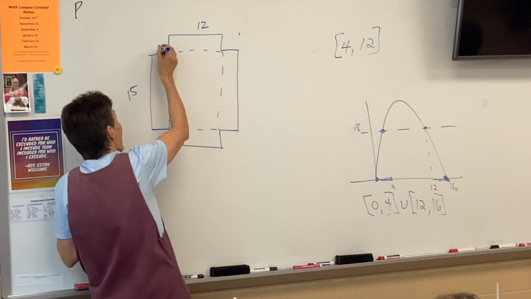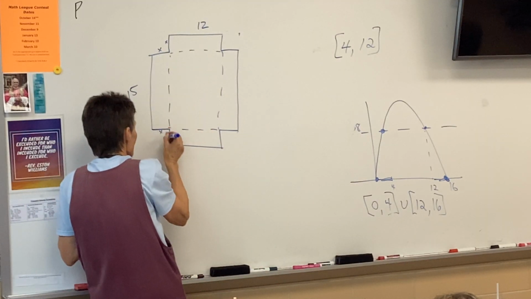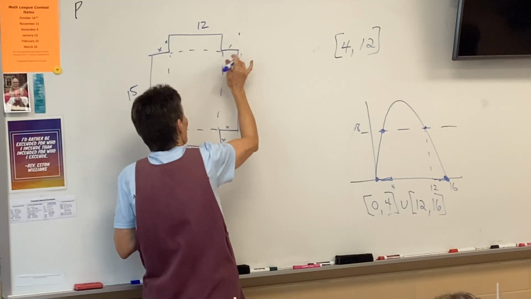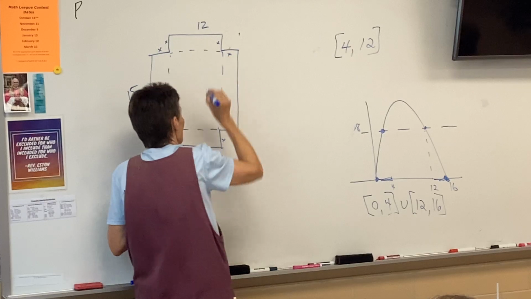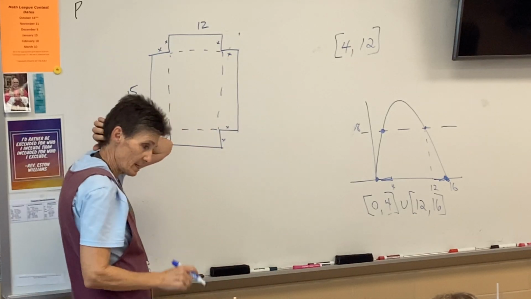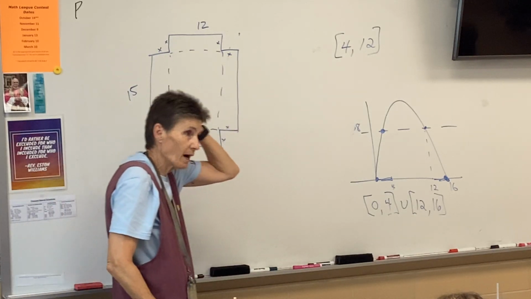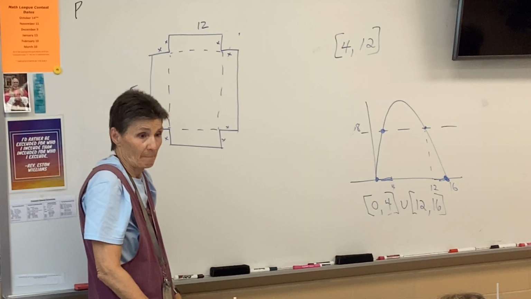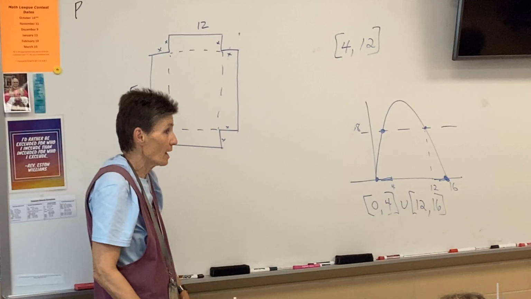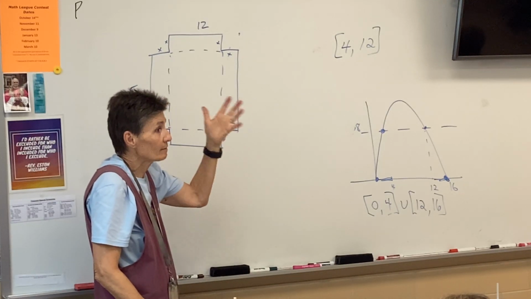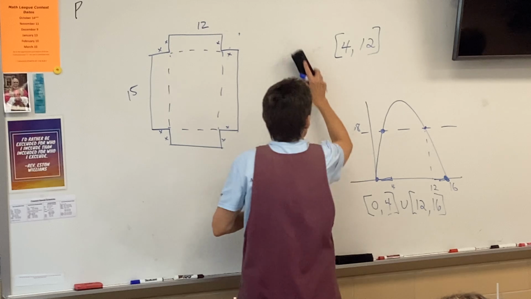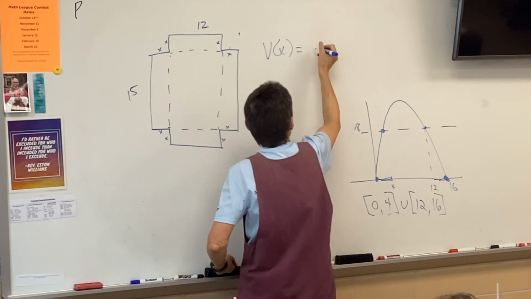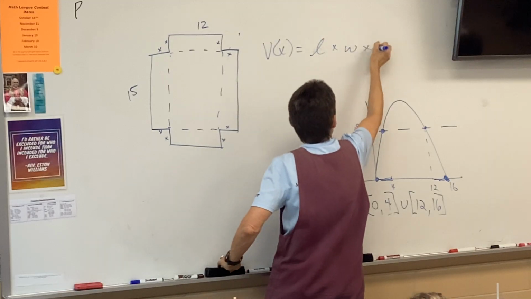So in other words, how big do these corners have to be if I want the volume of the box to be 125? How do you find the volume of the box? Rectangular solid. Length times width times height. So my volume has to be length times width times height.